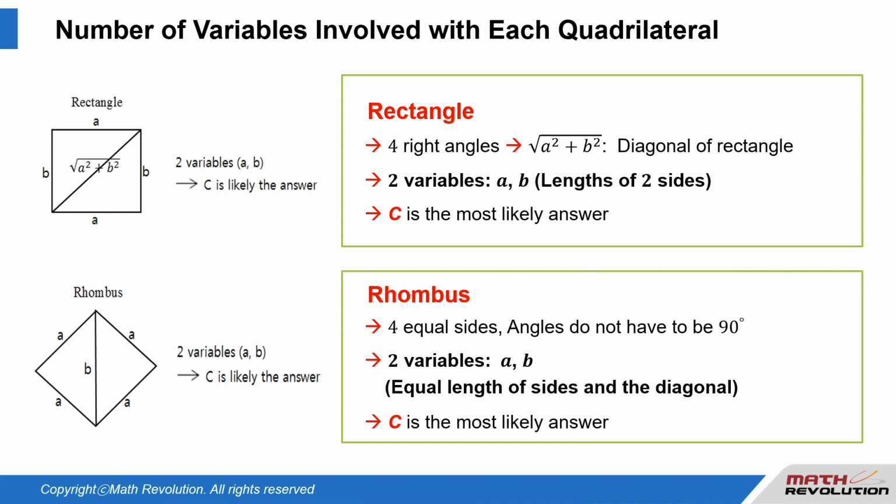Rhombus: 2 variables, A and B, which means C is likely the answer. A rhombus looks like a diamond with 4 equal sides, but its angles do not have to be 90-degree angles. In other words, a rectangle has 4 equal right angles, and a rhombus has 4 sides of equal length. This is how we differentiate a rectangle from a rhombus. Because the rhombus has 4 sides of equal length, the rhombus has 2 variables, A and B, which stand for the equal length of the 4 sides and the diagonal. This means that C is most likely to be the answer to DS questions involving rhombuses.